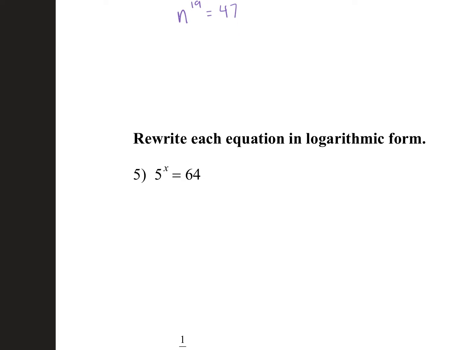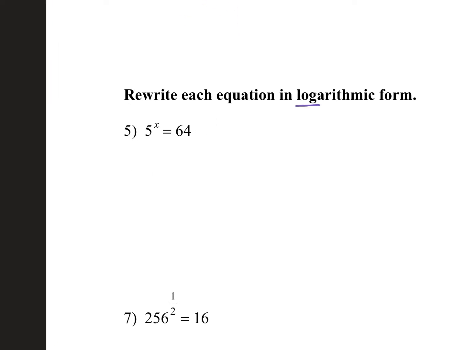Okay. Now we're going to rewrite it in log form. So when it says rewrite in log form, we have to start with the word log. And then what's the base? 5. And then we switch these two. So what would come next? 64 equals x. Perfect.